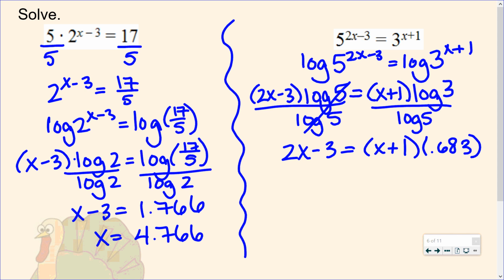We take that up. Okay, so I'm going to distribute that through. So I'm going to place the point. So I have 2x minus 3 equals 0.683x plus 0.683.